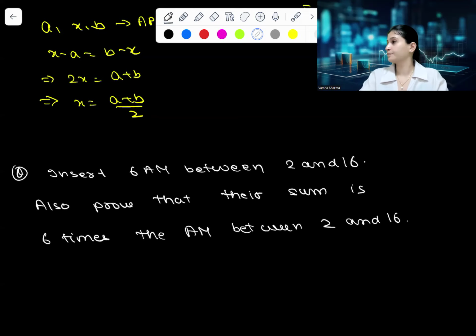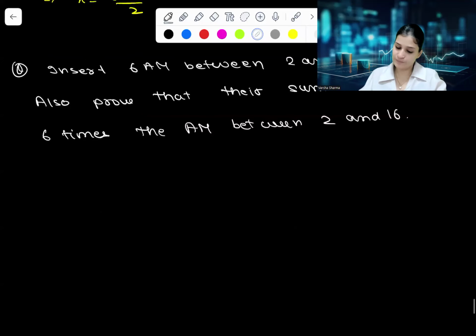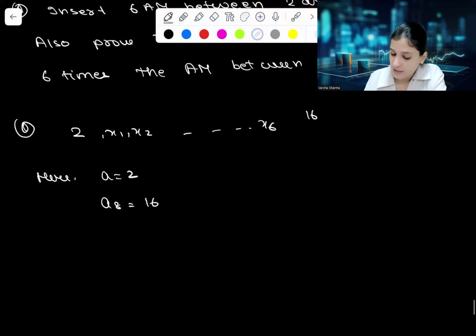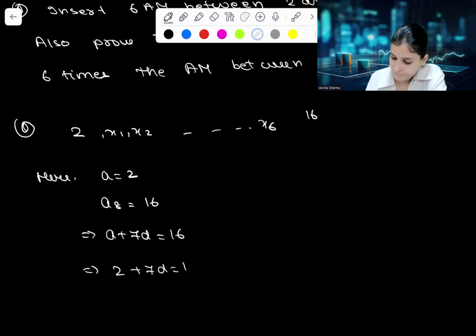Done? Question. So between 2 and 16, I have 6 numbers, x1, x2 up to x6. So in total, how many terms in the sequence? 8 terms, because I put in 6 arithmetic means. So here, the first term is 2 and the 8th term is 16. Yes? So A8, A plus 7D, A is 2. So 7D equals 14, D will be 2.